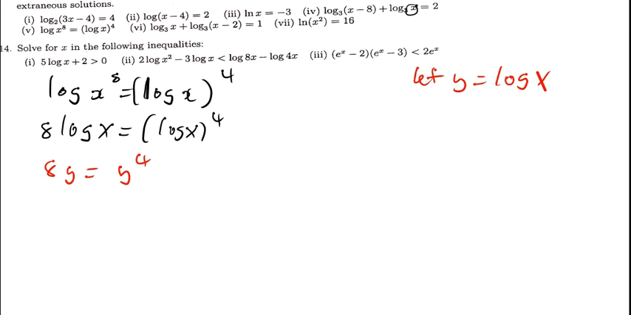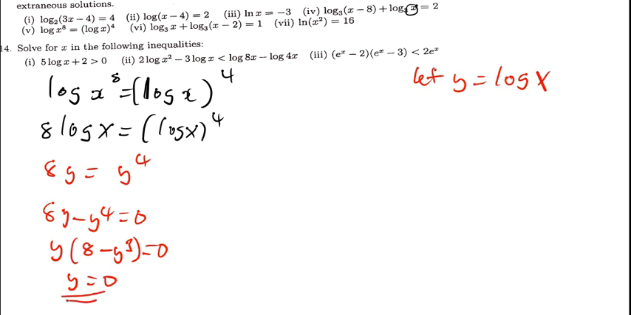I'll shift this to the other side, so it will be 8y minus y to the power 4 is equal to 0. Then I can factor out y. So it will be y, open brackets, then I'll remain with 8 minus y to the power 3 is equal to 0. Meaning y is equal to 0. That's the first answer, not the final answer, but it will help me to find the final answer.